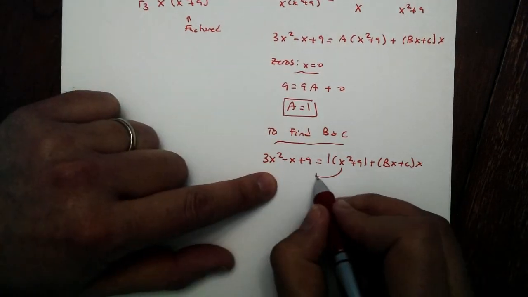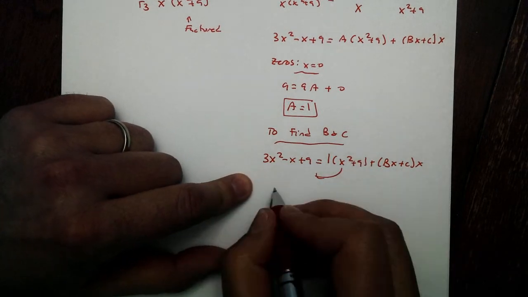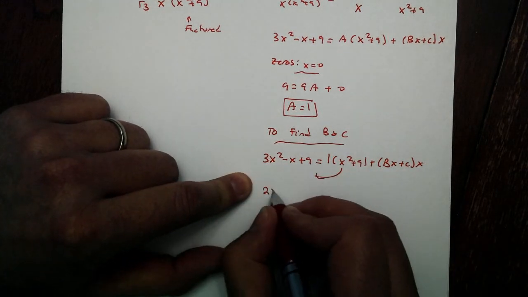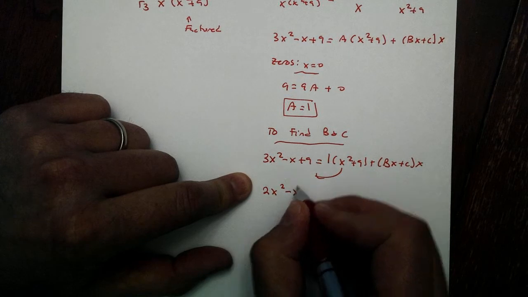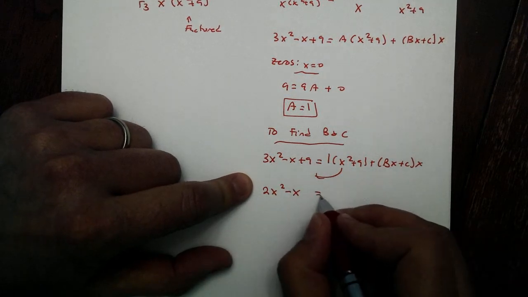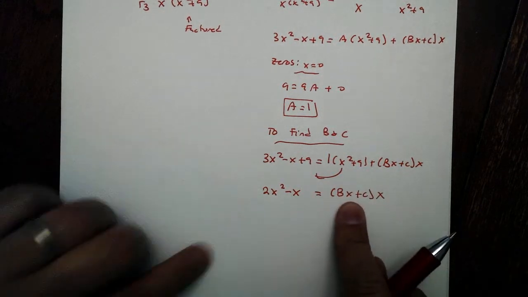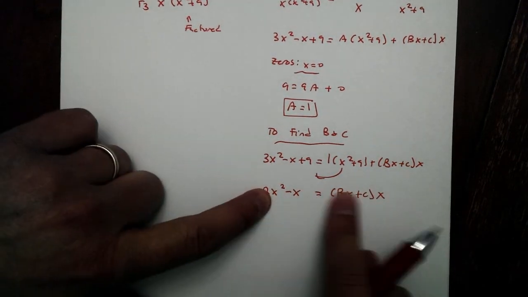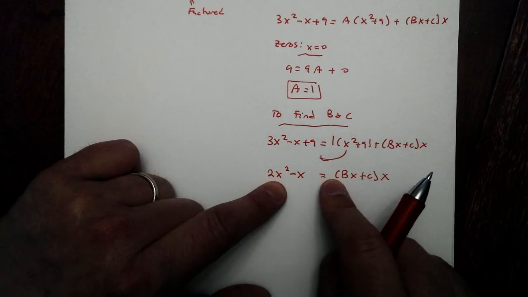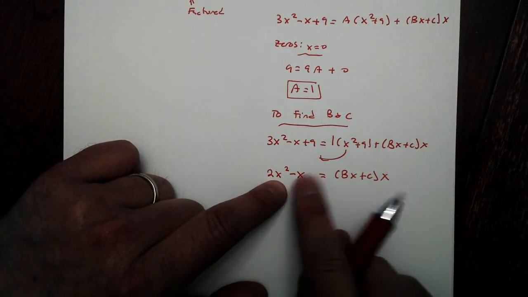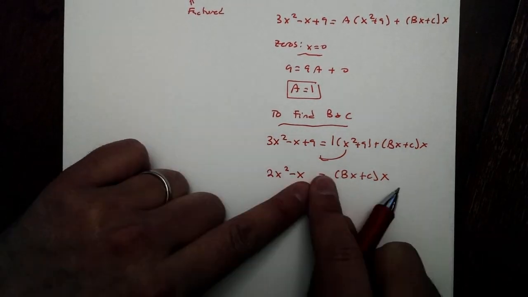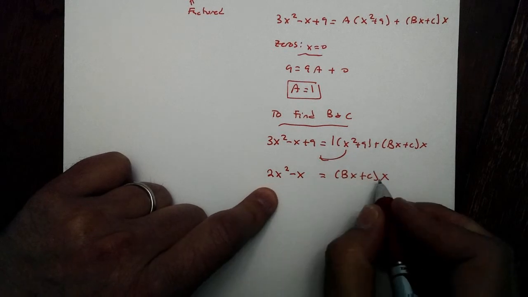Now, I'm just going to bring this all over, and that's going to give us 2x squared minus x, the 9s are going to cancel, equal to bx plus c times x. Now, I'm just going to leave that alone. Remember, these are the same fractions. If they're exact, they are the same. That's what the equal sign means. So in other words, they have to have the same factors.